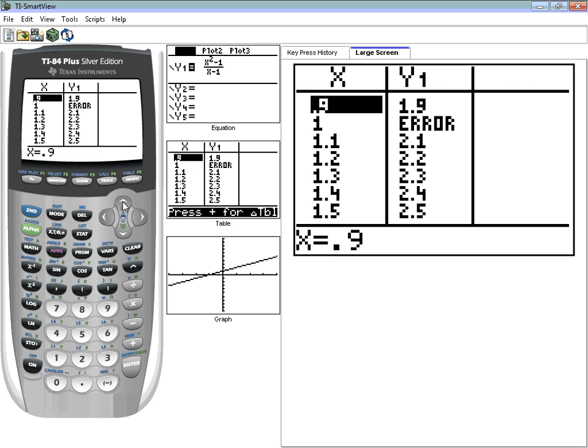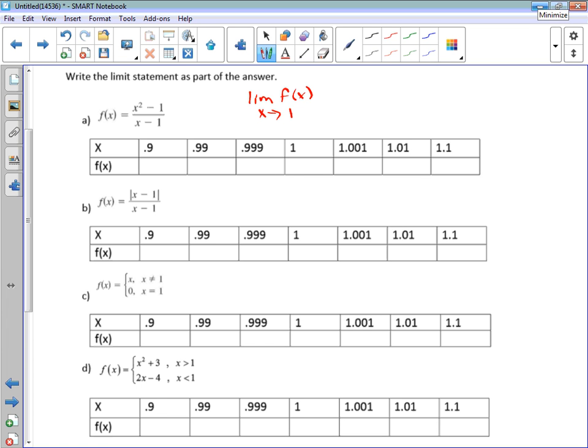Anybody else? We're all here now? Yes? Okay. So in your chart, you'll notice you did have x being 0.9, you have x being 1, and you had x being 1.1. You have a lot of other x's too, but do you guys see those 3? These you should write down. You should write 1.9 for 0.9. You can write error or does not exist, whatever you want, for 1, and then 2.1 for that one. Was it 1.9 and 2.1? Yes. Okay, thank you.